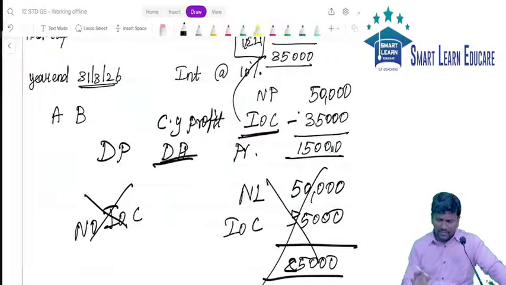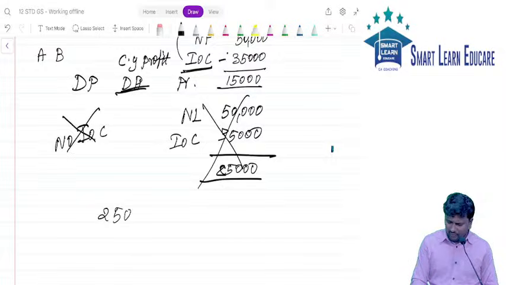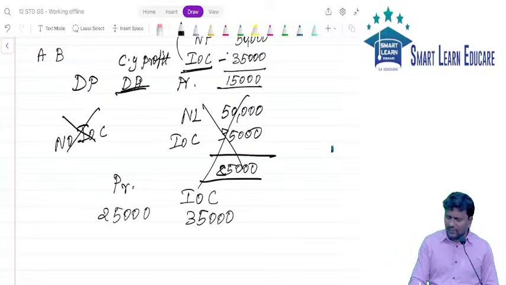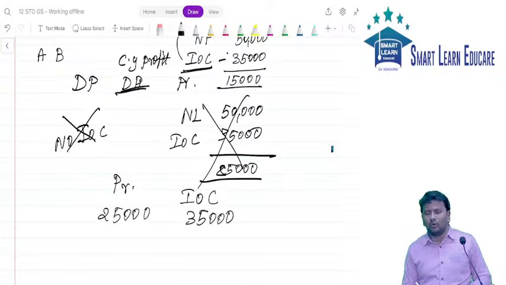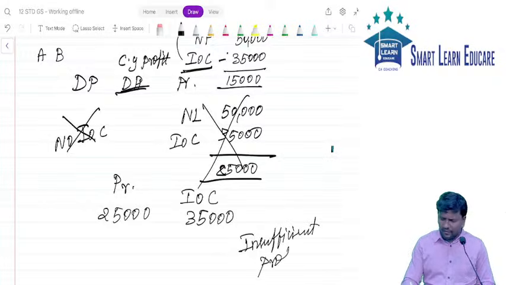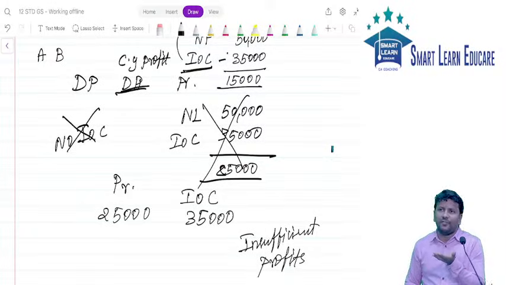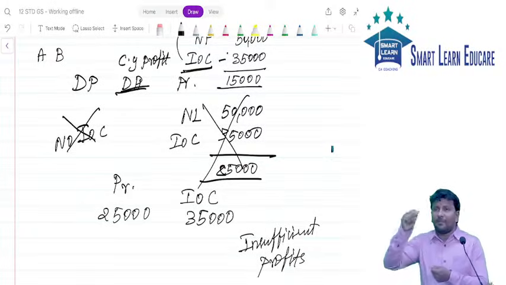Capital ratio. For example, you have earned a profit of 25,000. To pay interest on capital, how much is required? 35,000 is required. This scenario we call insufficient profit. Your profits are not sufficient to pay interest on capital. The profit you have earned is not enough to pay the interest on capital.